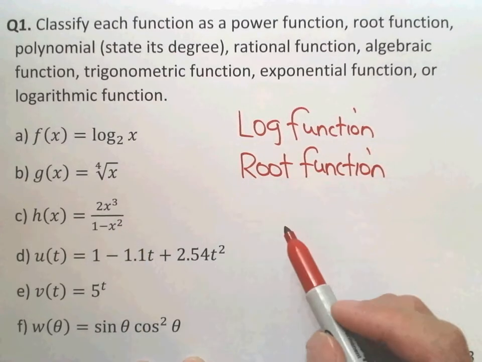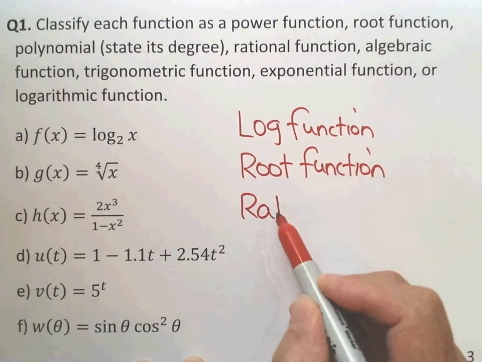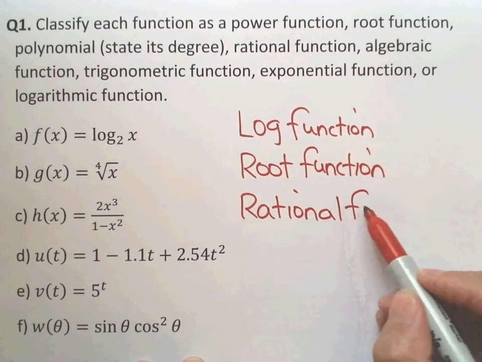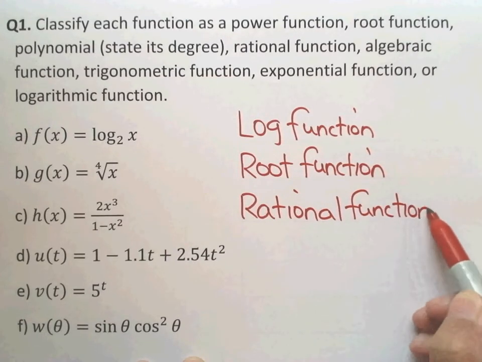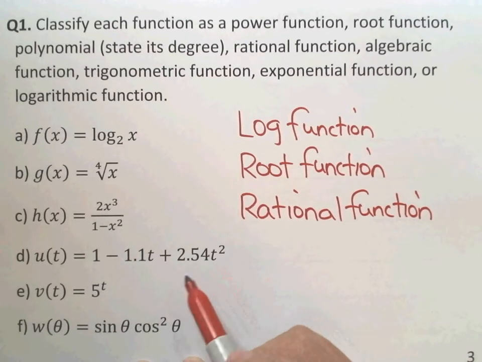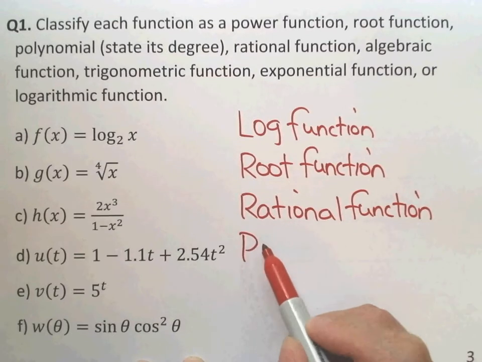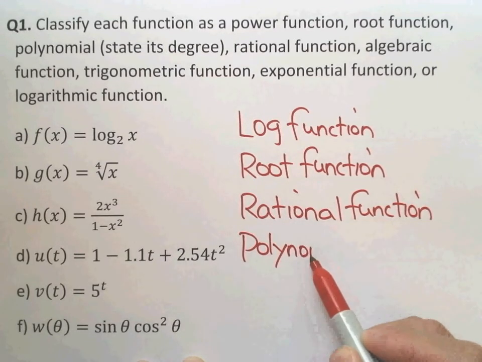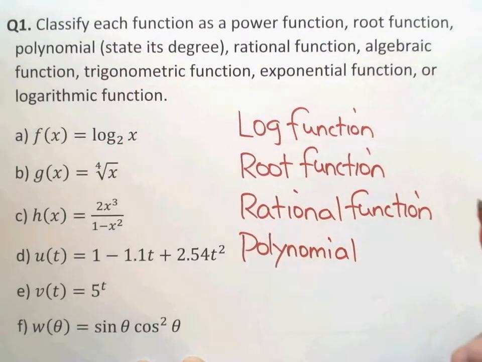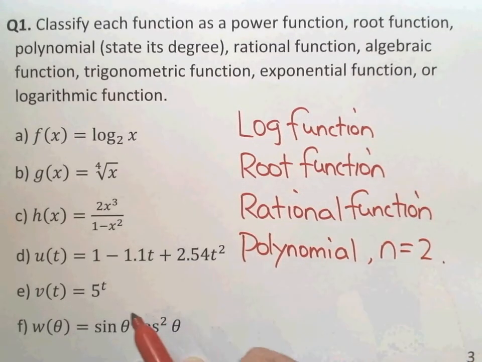How about this? Polynomial over polynomial. What's the name? Rational function, right? How about this? This is a polynomial function, right? The highest term is 2. This is a polynomial function. And of course, if it's a polynomial, state the degree. The degree n equals 2, right?